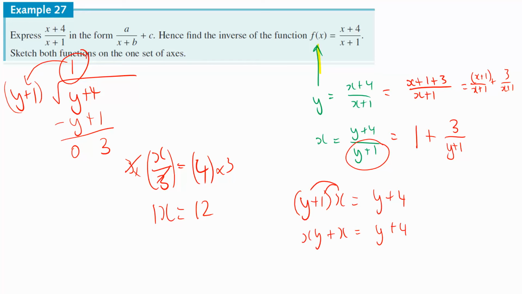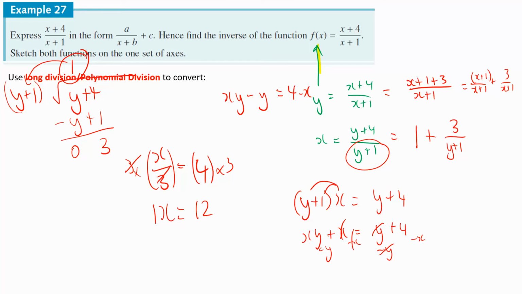And this is great because now you can move the y across and factorize it together. So if I minus y on both sides, these cancel out. And you minus the x here and minus the x there, so I'm just moving it across. These two cancel out. And what am I left with? I now have xy minus y is equal to 4 take away x. See what I'm doing? Next level.